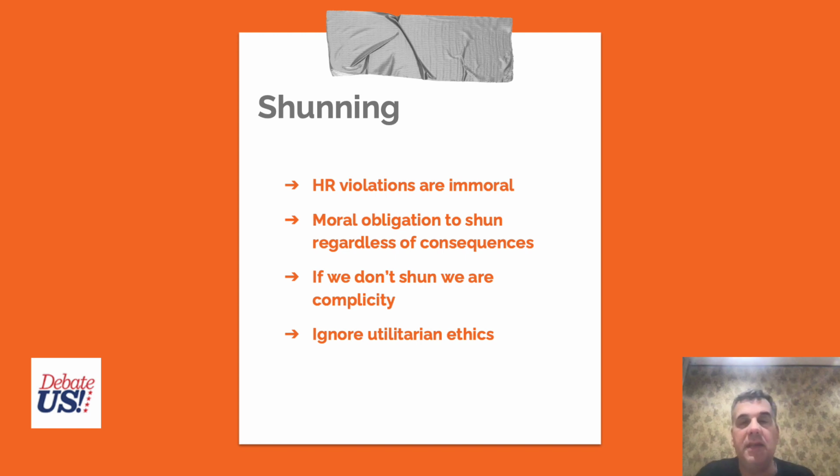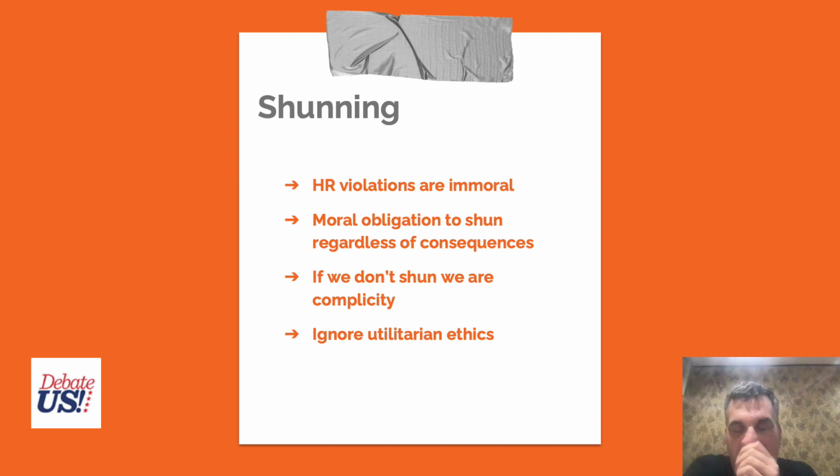The second argument that I mentioned earlier was shunning, right? We're going to say, look, these human rights violations are immoral, and we have a moral obligation to shun individuals and institutions. Those institutions can be governments that engage in, or at least support, or maybe even just turn a blind eye to those human rights violations. And if we don't shun, we are complicit. Of course, this says that utilitarian ethics, the greatest good for the greatest number, is not what's important. We should really just take a strong stand.